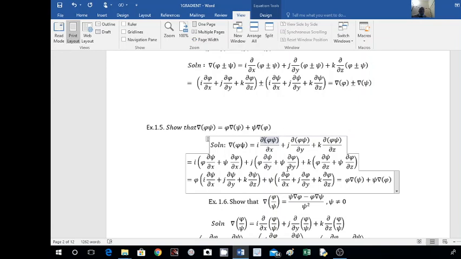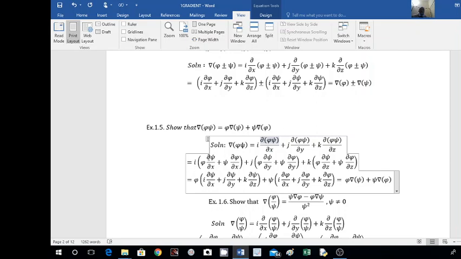Plus k into (pi ∂ψ/∂z plus psi ∂π/∂z). First function derivative of second plus second function derivative of first. Okay. Now here, see, this is the term containing pi, this is the term containing pi, this is also the term containing pi. I will take pi outside here.